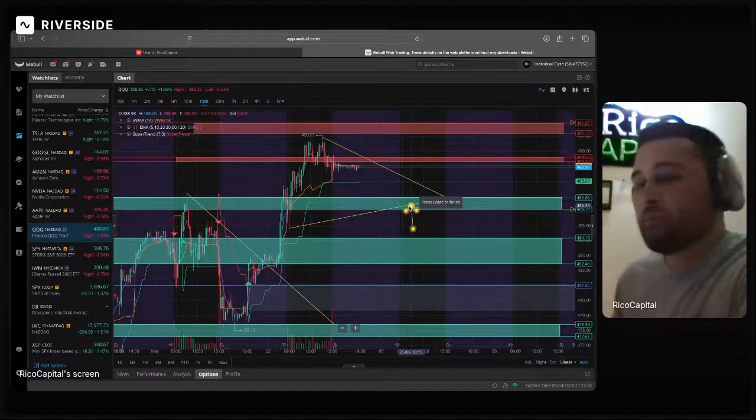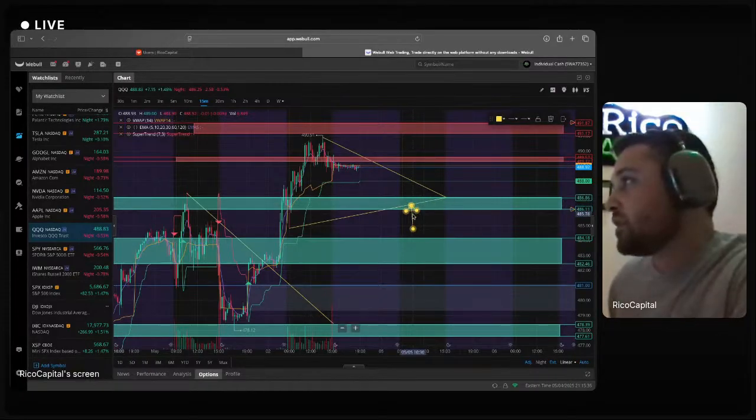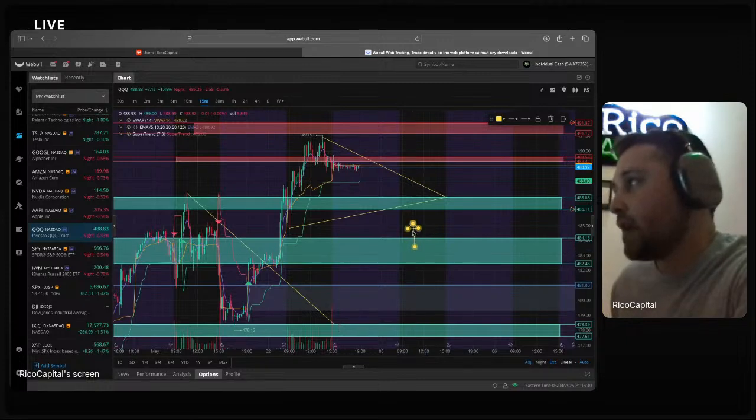Now this is super simple. Again, zone to zone. If we end up losing this zone, we're dropping right down to this zone. Easy. I know puts would work for a move down to there. From there, we'll see how buyers defend. But if we lose that zone again and come down, then I know we're dropping to 478, 477.